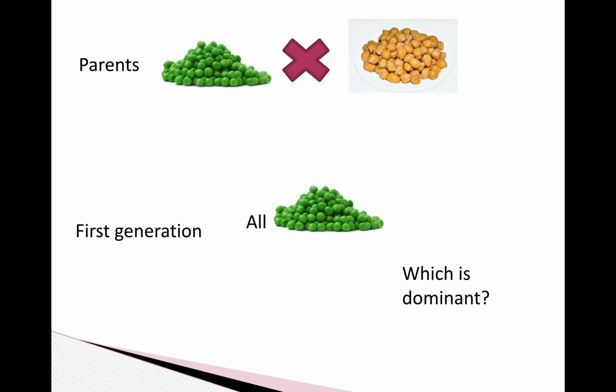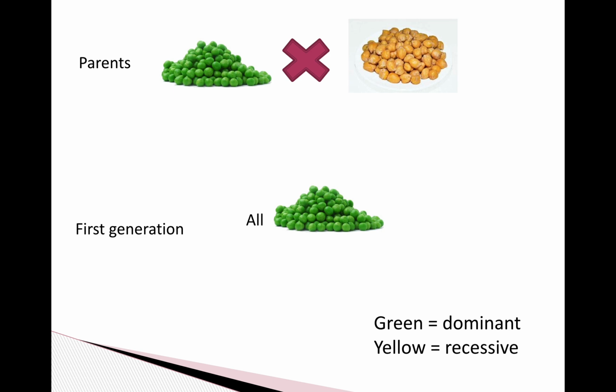So let's look at this one. We've got green peas and we've got yellow peas. If all the F1 are green, which is the dominant characteristic? Hopefully you're thinking it's the green peas. So green are dominant, that makes the yellow recessive.